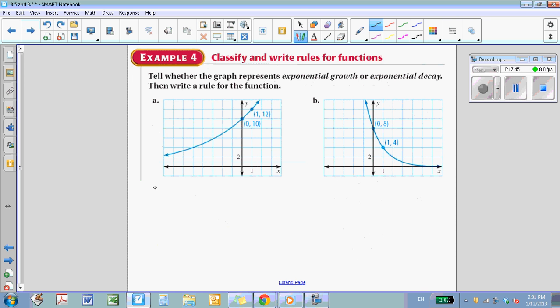And this is going to be our last example before word problems. Okay, so first let's tell whether the graph represents exponential growth or decay. That's very easy. So growth means if I move to the right, from left to right, am I growing or am I getting smaller? So in A, as you move from left to right, your y values are getting larger. So this is going to be an exponential growth. And in this case, this is an exponential decay because as you move from left to right, it's shrinking, it's getting smaller.